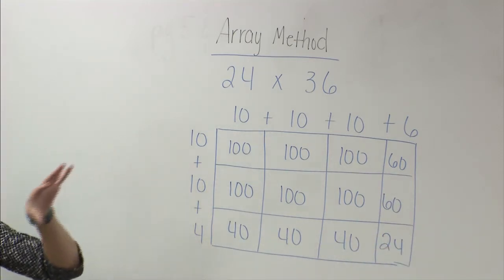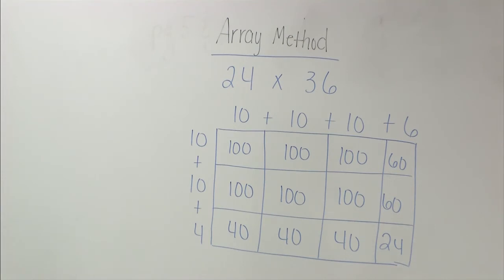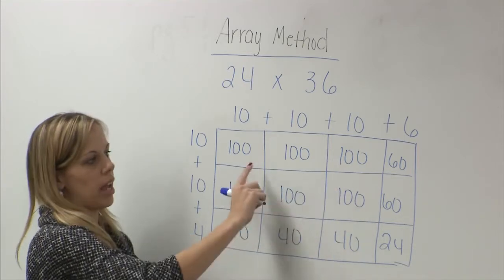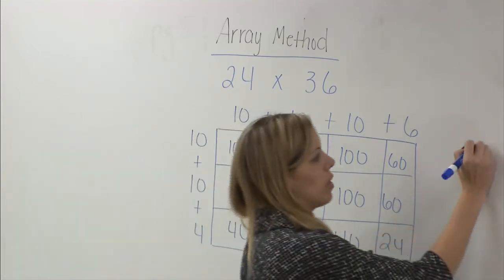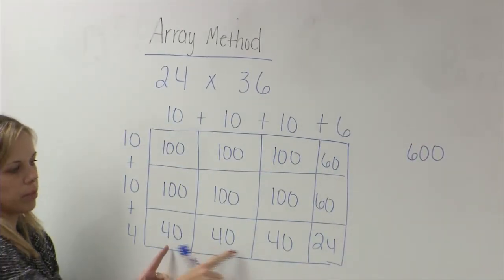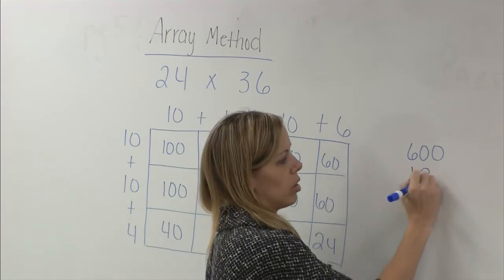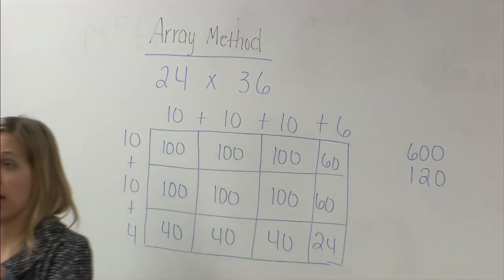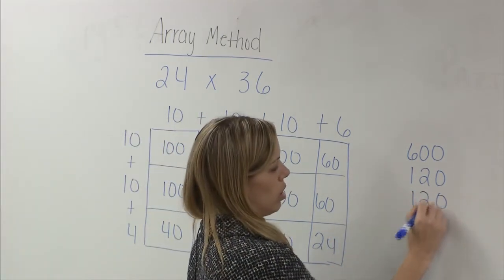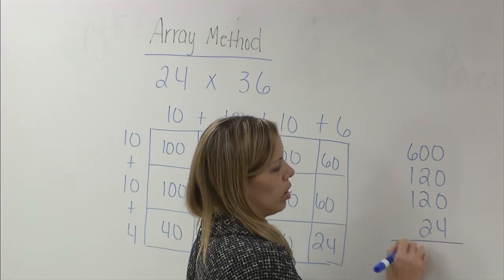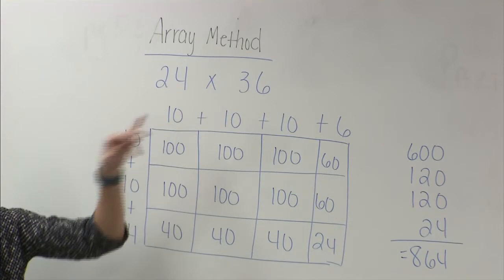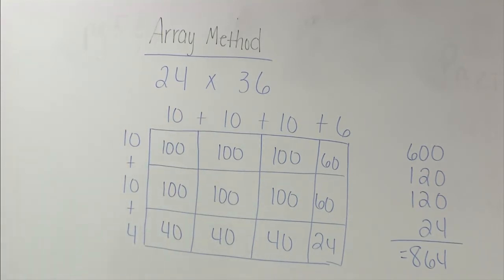So I've multiplied each of these individual parts, and then I'm going to get a total, because all of this was addition. So looking at this, I can see that I have 6 100s, so I know that's 600. And then I have 3 40s, so I know that's 120. Or if they didn't know that, they could just start adding 40 plus 40 plus 40. And then I have 2 60s, which is also 120, and then I have the 24. So this gives me 864. So I know that 24 times 36 is 864.